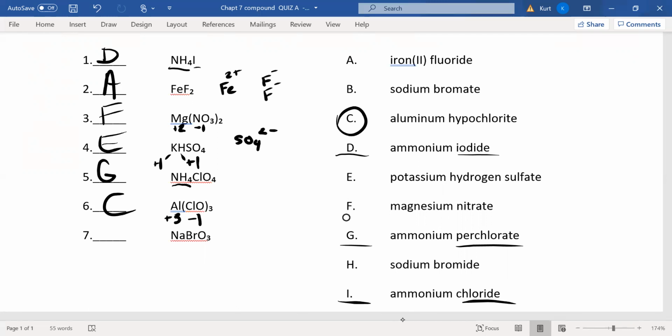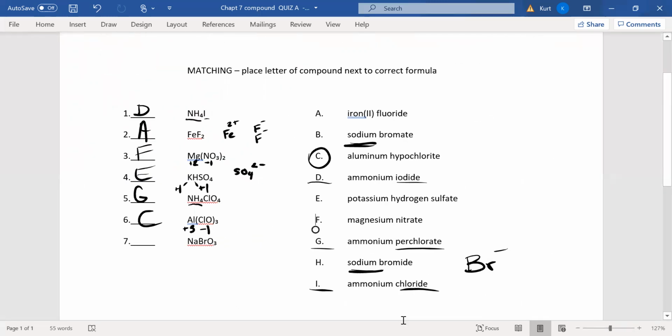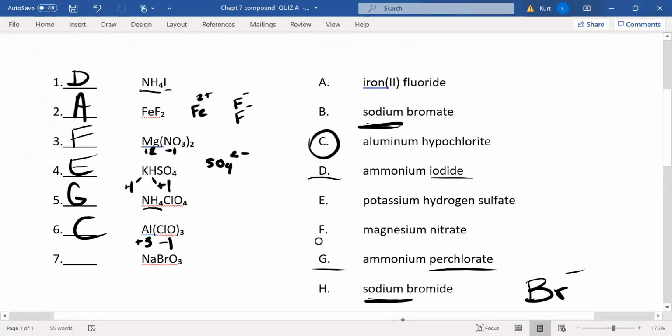NaBrO3. You did not have to memorize BrO3, but what is Na? Sodium. You only have 2 that have sodium in it. Option B and option H. Bromate versus bromide. What is bromide? No, that's boron. Br with a -1 charge. Is that Br with a -1 charge right there? No, so the other option would be bromate. That would be B. So the correct answer sequence should be D, A, F, E, G, C, B.